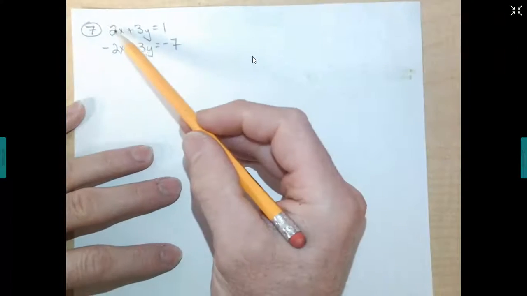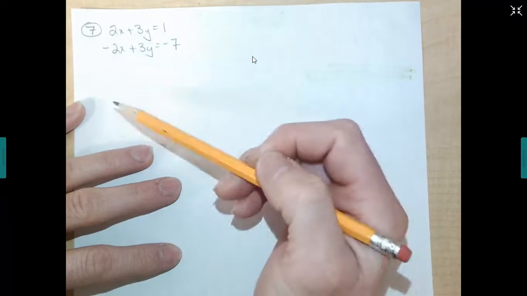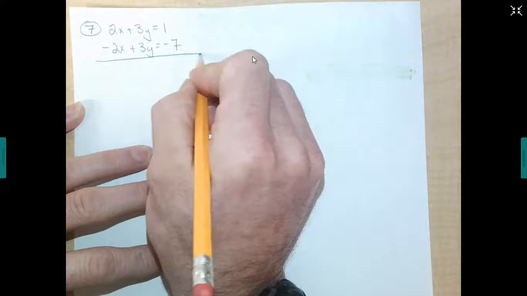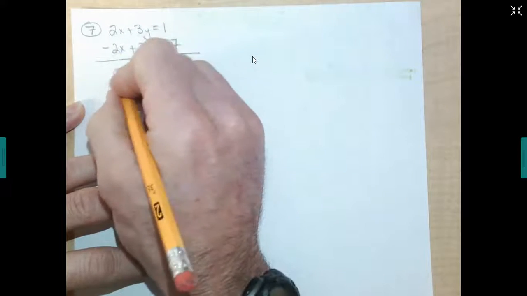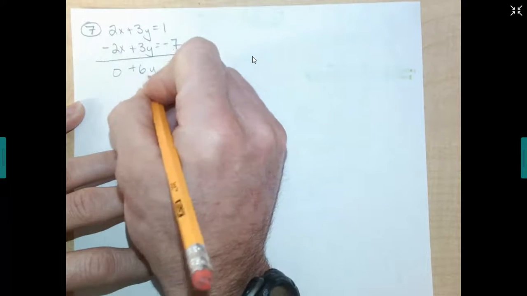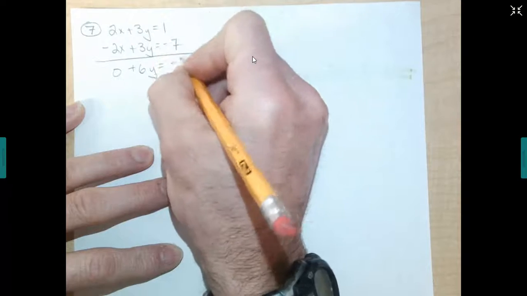Now I see right here that these two will cancel out if I just add them. So I'm going to do elimination. So I get 0 plus 6y equals negative 6.